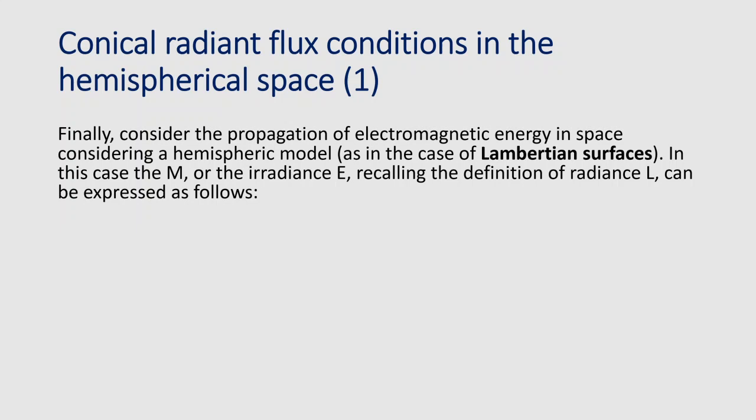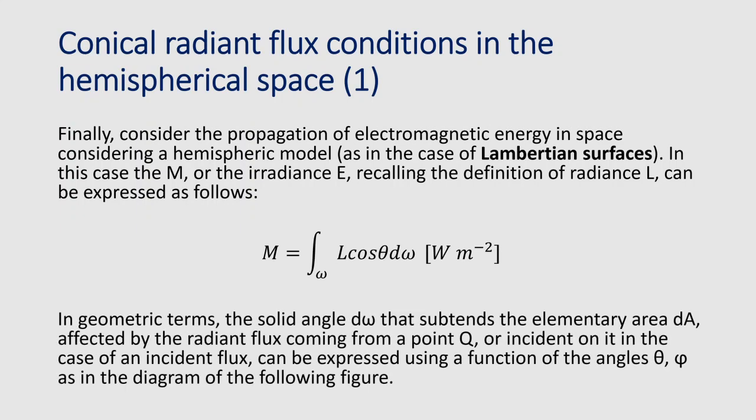In this case, the excitance of the irradiance, recalling the definition of radiance L, can be expressed as follows. So, you see, we are calculating this quantity here, in which, in geometric terms, the solid angle d omega that subtends the elementary area dA affected by the radiant flux coming from a point Q, or incident on it in the case of an incident flux, can be expressed using a function of the angle theta and phi as in the diagram of the following figure.